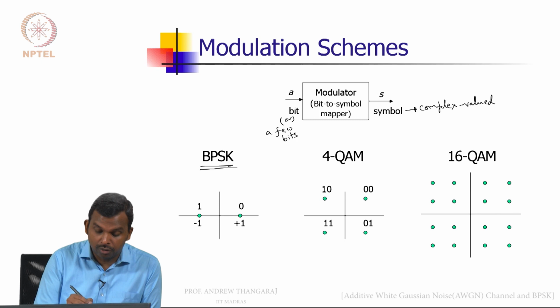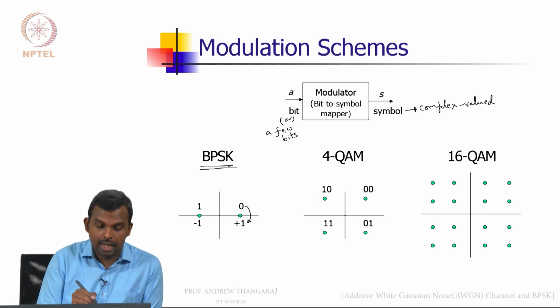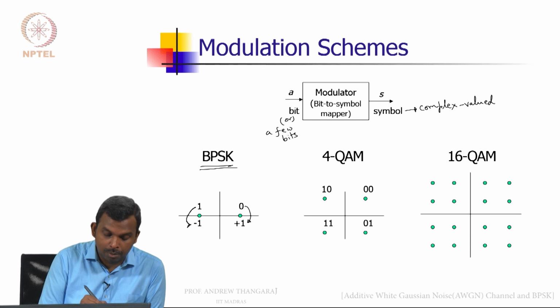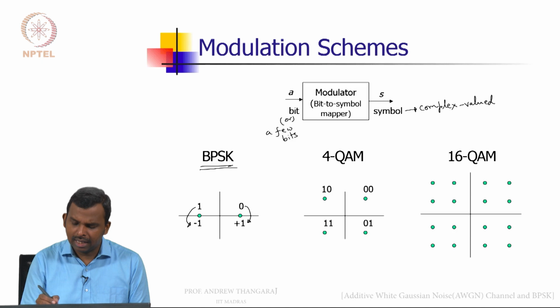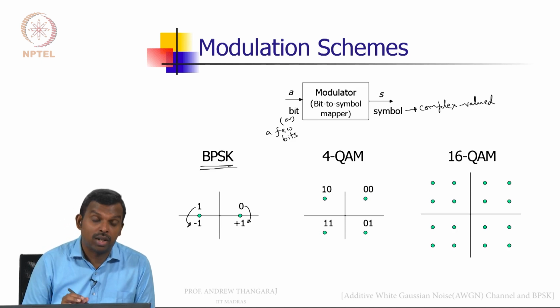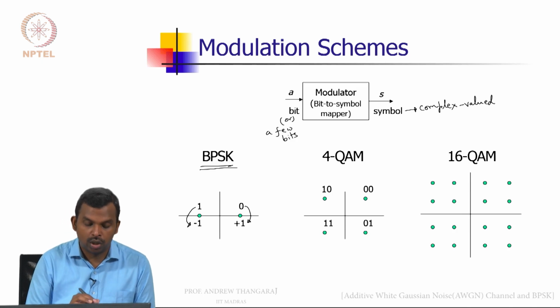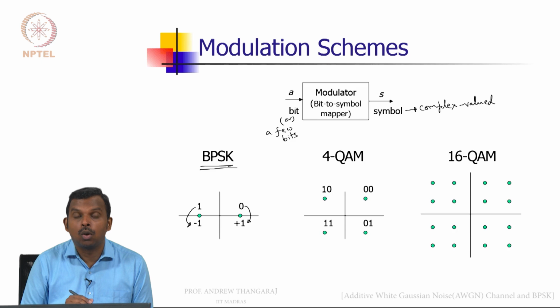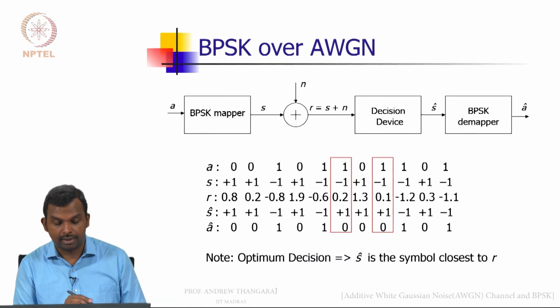So, how does BPSK work? Bit 0 is mapped to the symbol +1, okay, and bit 1 is mapped to the symbol -1. Okay. So, that is it, that is BPSK. Like I said, there are more advanced modulation schemes which actually use complex values. We are not going to focus on those kind of schemes here. We will only use BPSK over AWGN. Okay. So, that is the system we are going to study next.